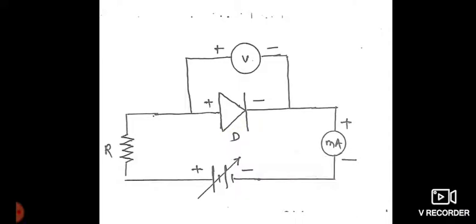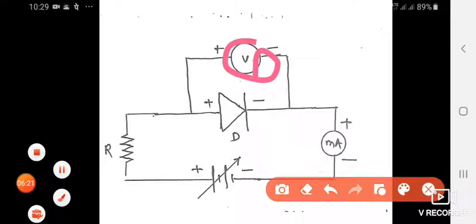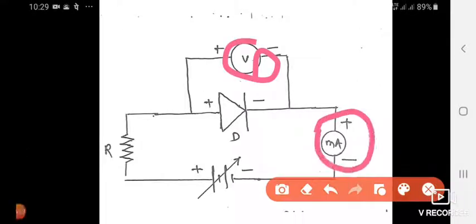The circuit diagram is shown in this slide, that is, the positive of the battery is connected to the positive of the diode, and the negative of the battery is connected to the negative of the diode. The voltmeter here is used to measure the voltage, and the milliammeter is used to measure the current through the diode.